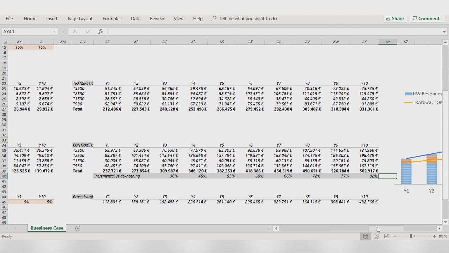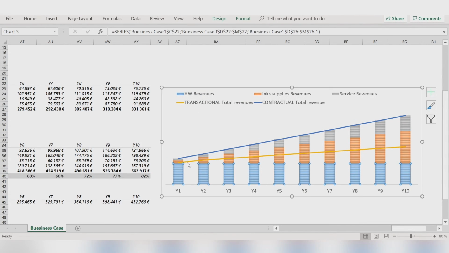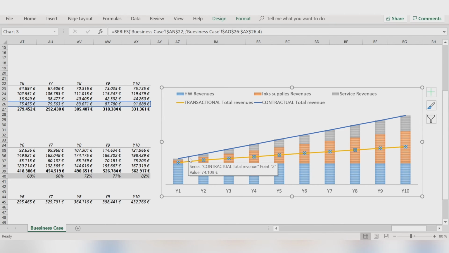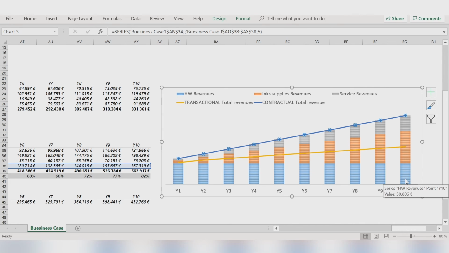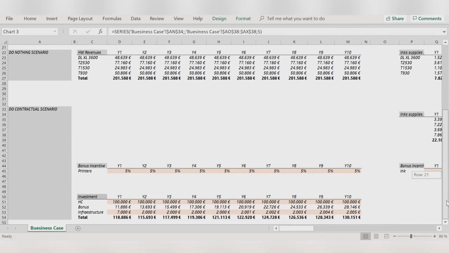And finally, a graph, a chart, at the very right, which takes the numbers directly from the Excel, where you can see, first of all, the different profit pools, hardware, inks, and service, as the years go by. The yellow line will be, in this case, the results from the transactional calculation, and the blue one is the results from the contractual calculation. As you can see, by year 10, you increase revenues, you almost double them, while you are able to diversify profit pools.